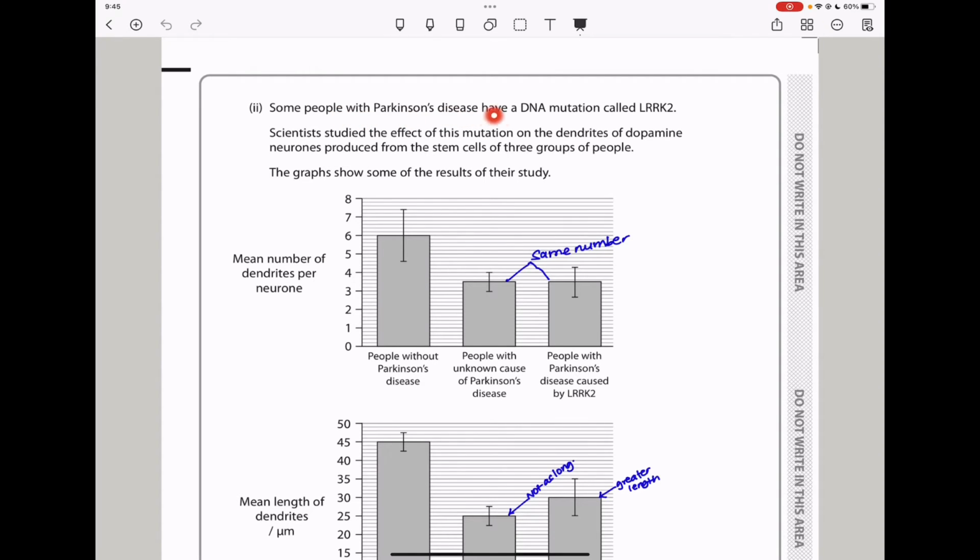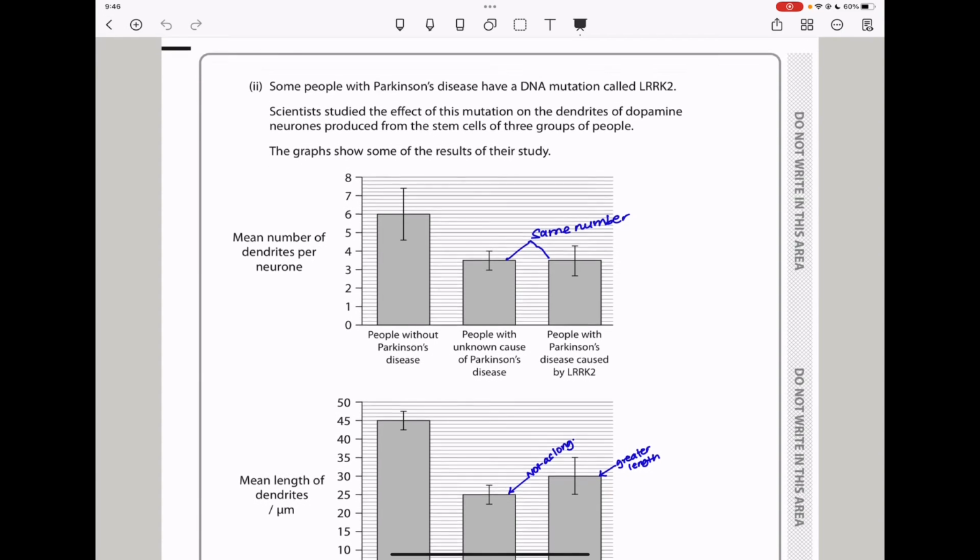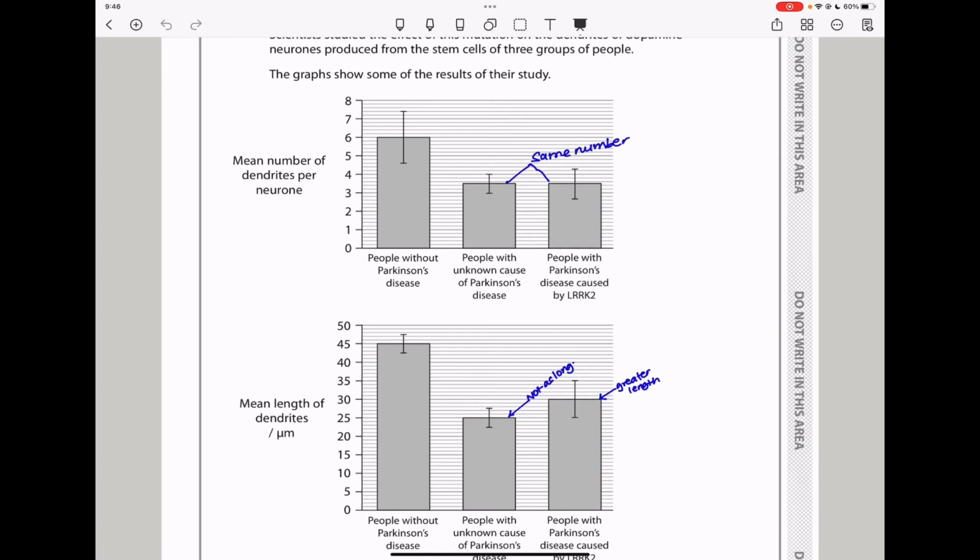Here they say some people with Parkinson's disease have a DNA mutation called LRRK2. Scientists studied the effect of this mutation on the dendrites of dopamine neurons produced from the stem cells of 3 groups of people. The graph shows some of the results of their study. So here we can see from the first graph the mean number of dendrites per neuron. People without Parkinson's disease, of course, have more numbers of dendrites, while people with unknown causes of Parkinson's disease and people with Parkinson's disease caused by LRRK2, their number is almost the same.